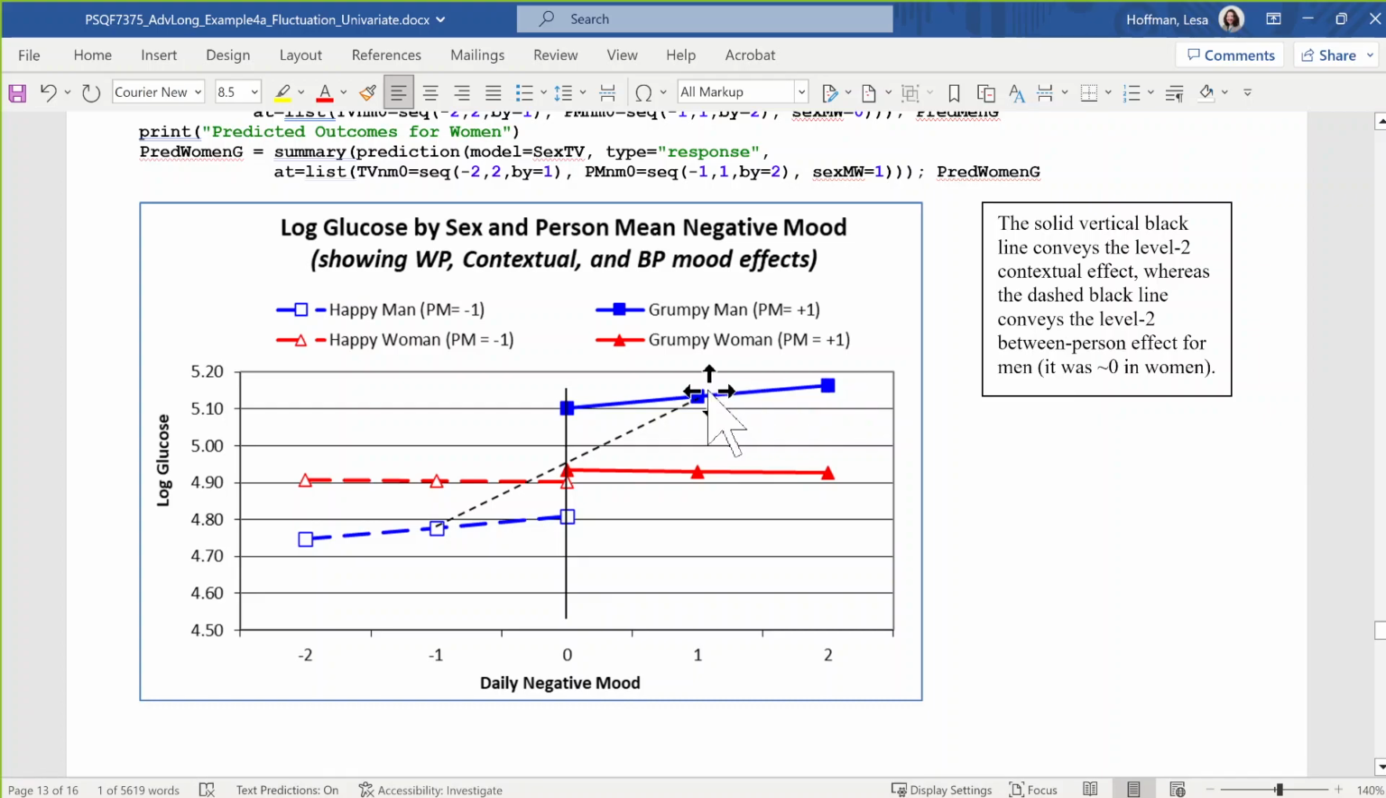The grumpy man, the blue solid line here, has a person mean mood of +1. So less than usual would be 0, usual would be 1, and greater than usual would be 2. Okay, with me so far on the setup of this?